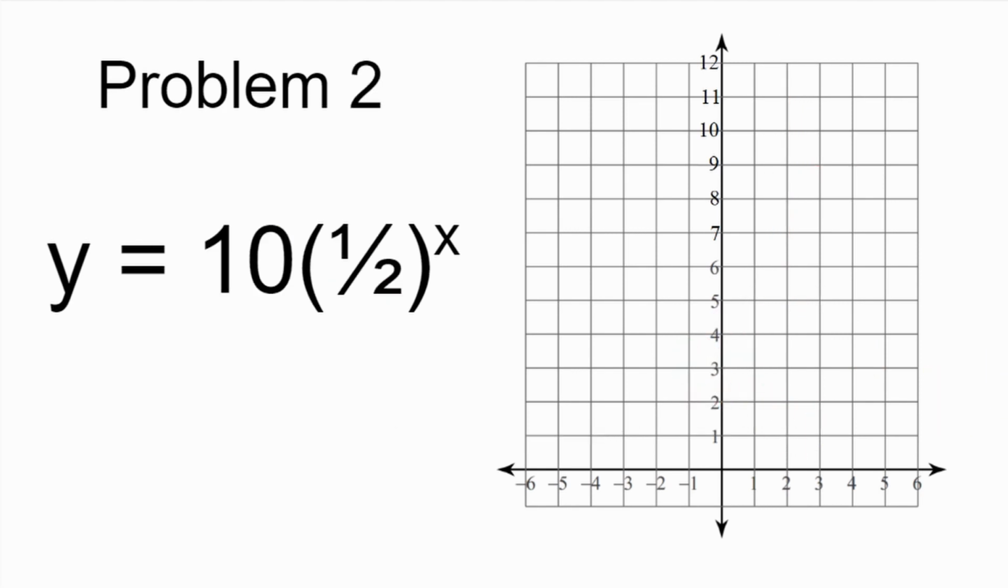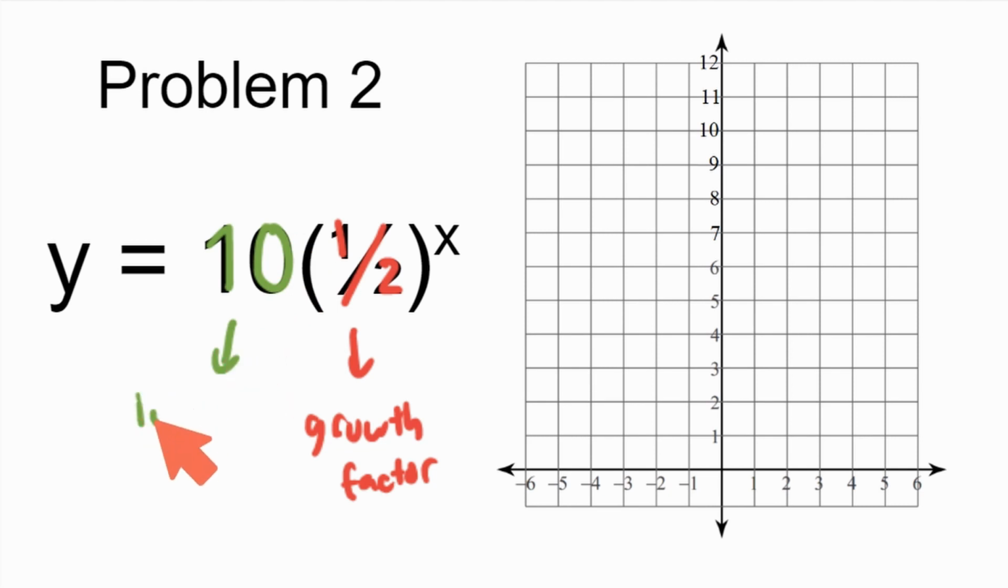Problem 2. Here we have the equation y equals 10 times a half to the power of x. Before we make our graph, let's go ahead and identify the different parts of the equation. Which part of the equation refers to the growth factor? Looking at our exponent, we know that the base of our exponent is 1/2. So our growth factor is going to be this 1/2. Which part of the equation refers to the initial value? Notice that this 10 that's being multiplied, this constant, that's going to represent our initial value.